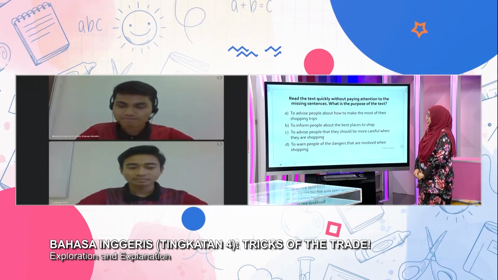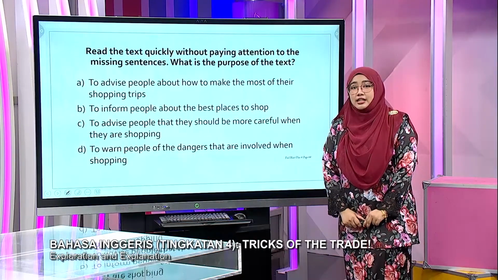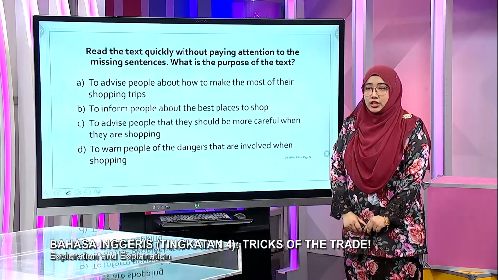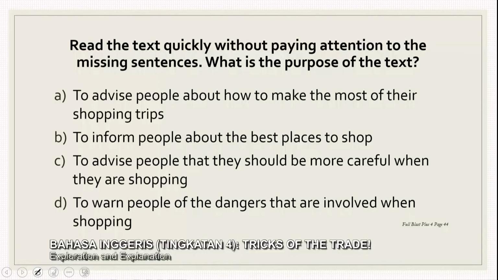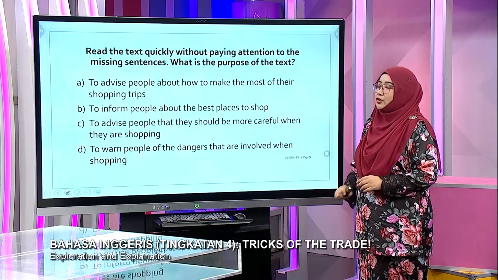Now, looking at the question that we have, what is the purpose of the text? There are 4 options. A, to advise people about how to make the most of their shopping trips. B, to inform people about the best places to shop. C, to advise people that they should be more careful when they are shopping. And D, to warn people of the dangers that are involved when shopping. Okay, so pupils, which one do you choose? A, B, C, or D?